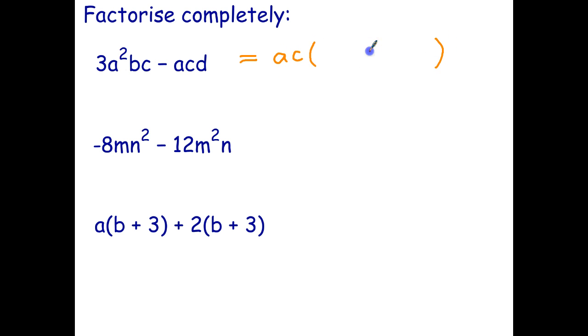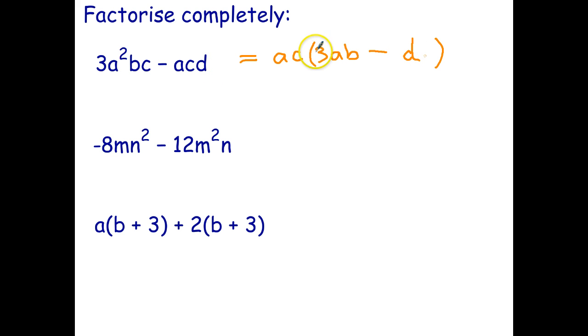Let's see what's left behind. Well, the 3 is still inside the brackets. I've taken out one of the A's, so I still have one A left. I haven't taken out the B, so the B is still inside the brackets, and I've taken out the common factor of C. So the first term inside the brackets is 3AB, minus, I've taken out the A and the C. That's the common factor. What's left behind is just the D.